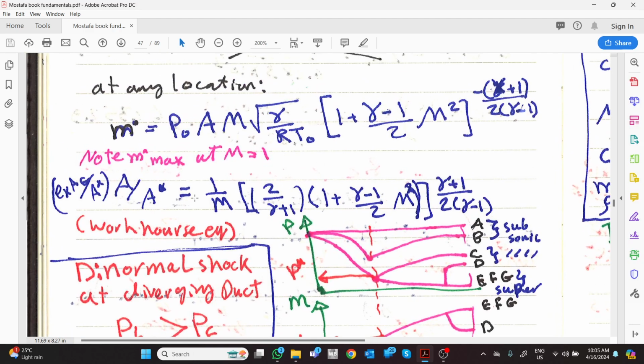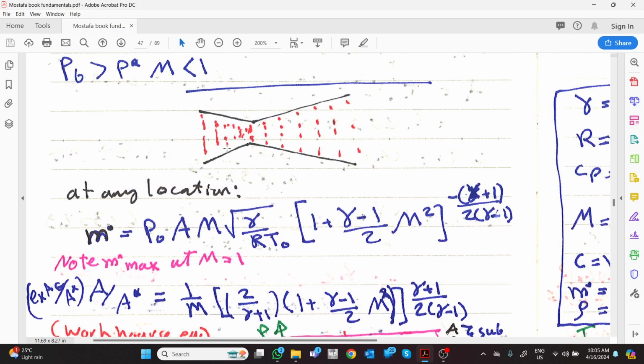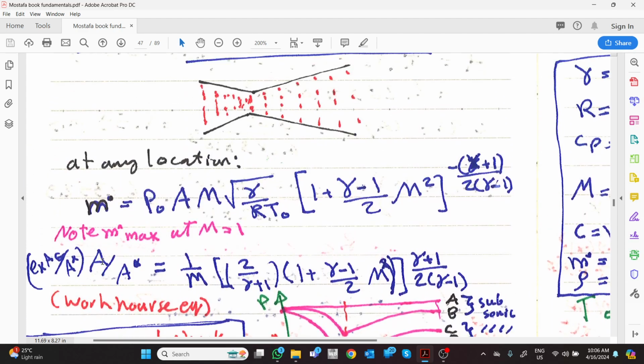There is another equation, and it is very good to know it. It is named the Workhorse equation. It is defined based on the above equation: any area divided by area star. I know there is a converging-diverging duct, and the Mach number equals 1 at the nozzle throat. So at any area, maybe here, what is the Mach number here? You will find that the Mach number is given by this area divided by area star.